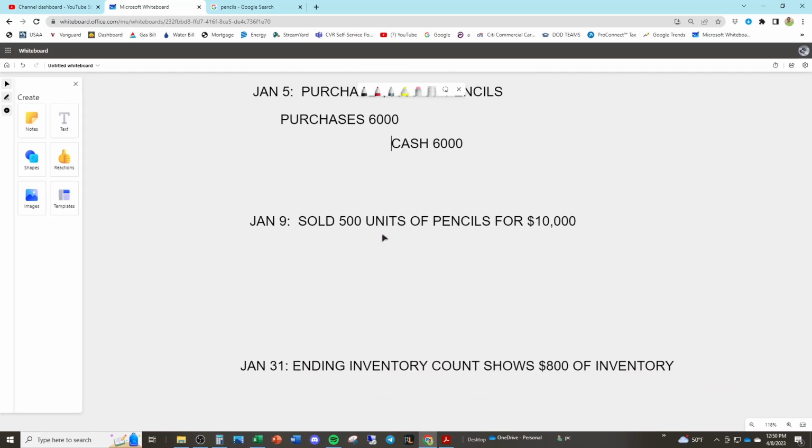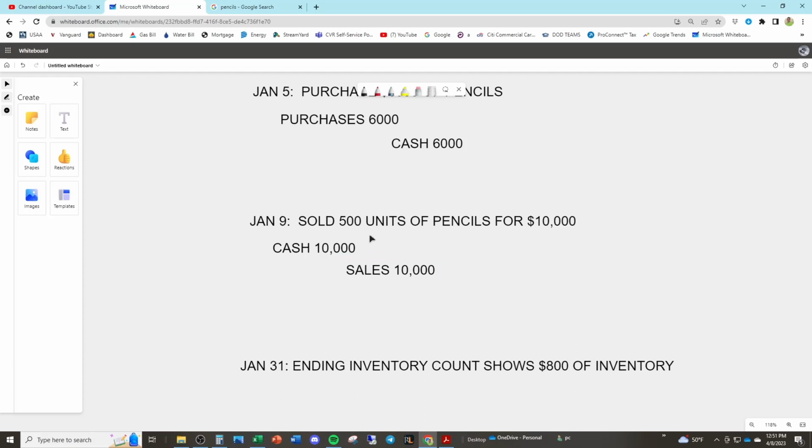Next, Chris sells 500 units of pencils, not dollar amount, units of pencils, so 500 pencils for $10,000. Now, normally when you think of cost of goods sold, you're like, okay, so you do the sale entry, and then you do the expense entry, cost of goods sold, debit, inventory, credit. Not here. This is the periodic method. So what we do is we just say, okay, Chris collected cash of $10,000, and then he made $10,000 of sales revenue. That's literally all you do because you're not recording cost of goods sold as the sale happens.